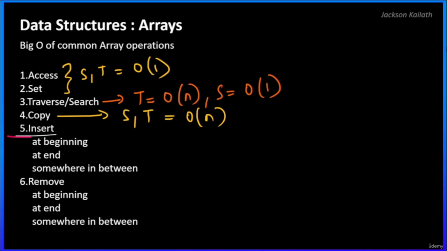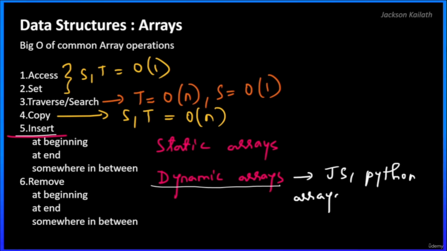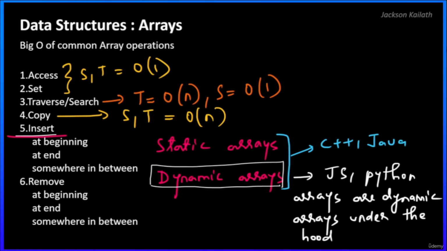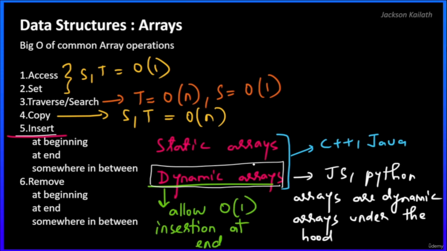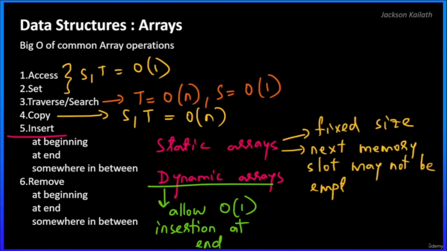Now when it comes to insert, there is an interesting concept over here, which is static arrays and dynamic arrays. In the case of JavaScript and Python, all arrays are just dynamic arrays under the hood. But when you talk about programming languages such as C++ or Java, we have both of these. So we have to define whether an array is a static array or a dynamic array. Now in simple terms, a dynamic array is just an array that allows an O of 1 or constant time insertion at the end. So that's the concept of a dynamic array. And in the case of a static array, it's an array of fixed size.